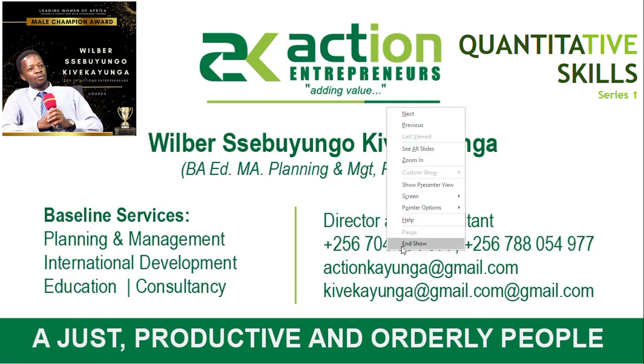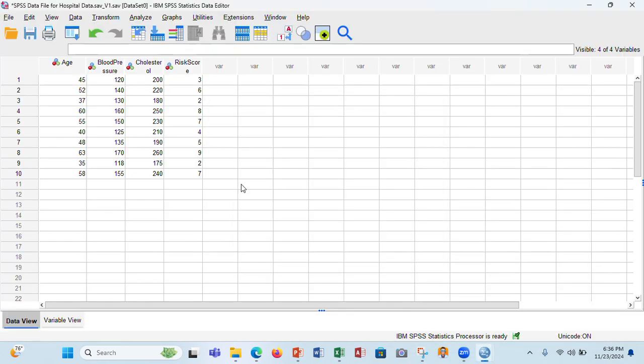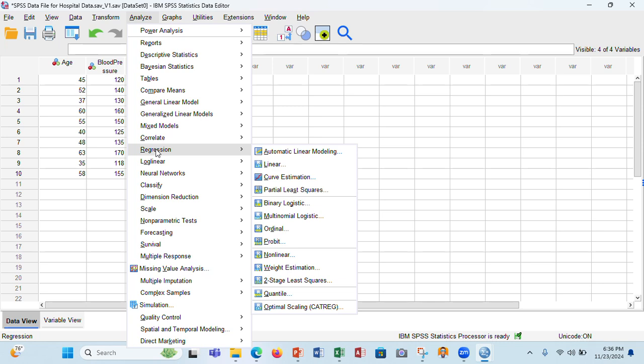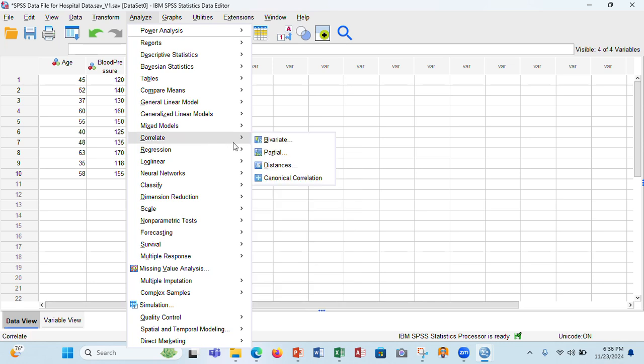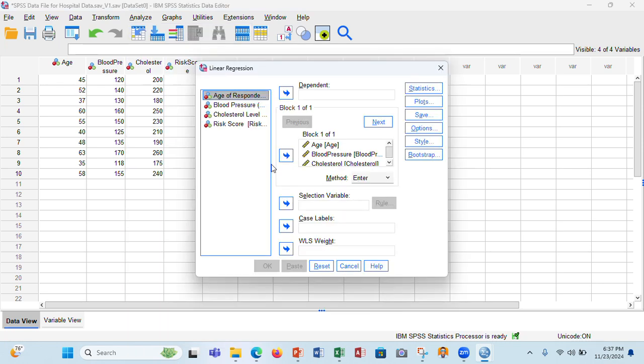Now we can continue with our SPSS. To run regression statistics or regression analysis, we come here in SPSS and click Analyze. You will see a list of all other alternatives, but what we want is to run regression. To run regression here, you click Linear.